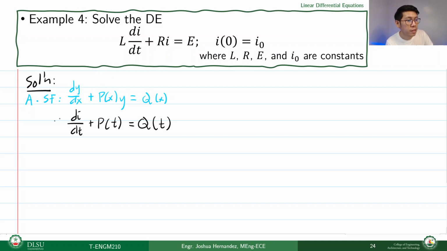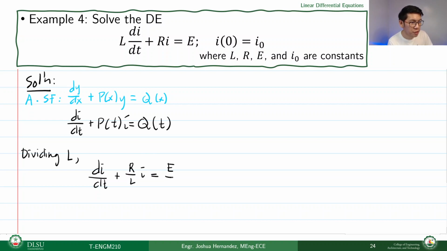If we divide the whole equation by L, we're going to get di/dt + (R/L) i = E/L. I forgot the i here. So from the looks of it, we can identify by simple inspection that p(t) is equal to R/L, and that q(t) is equal to E/L.